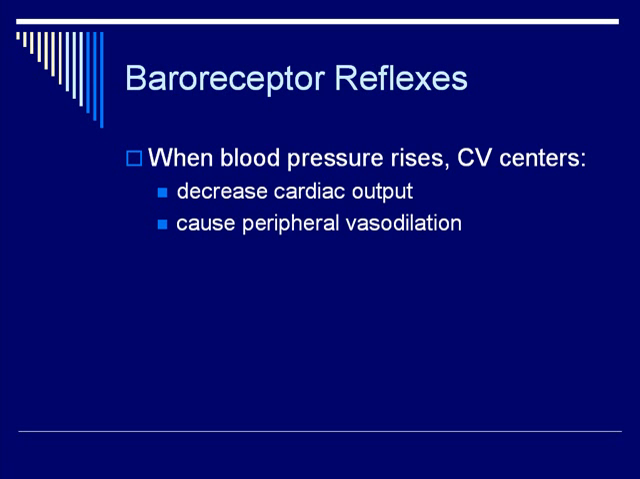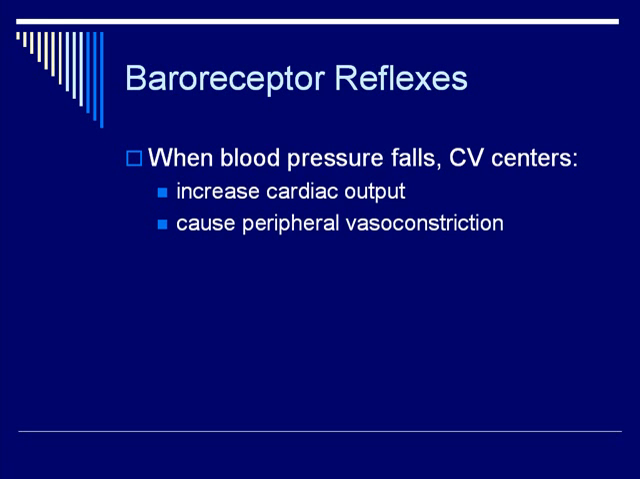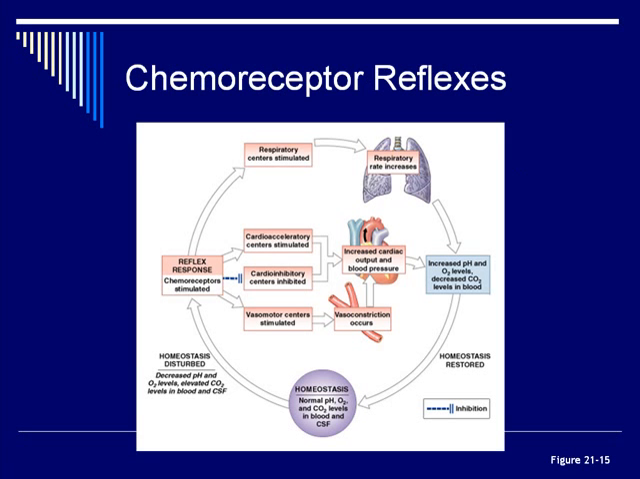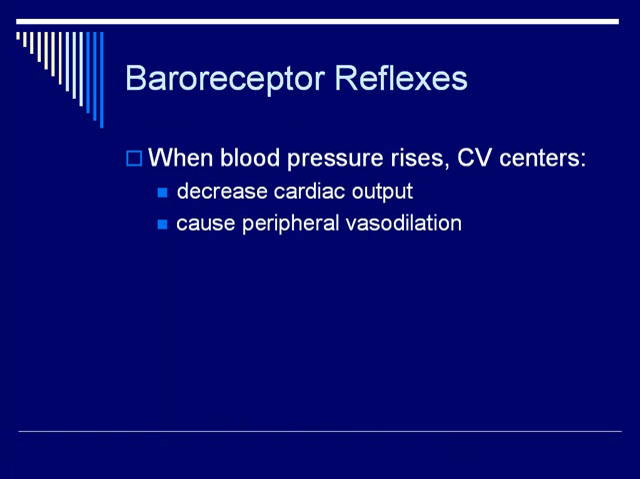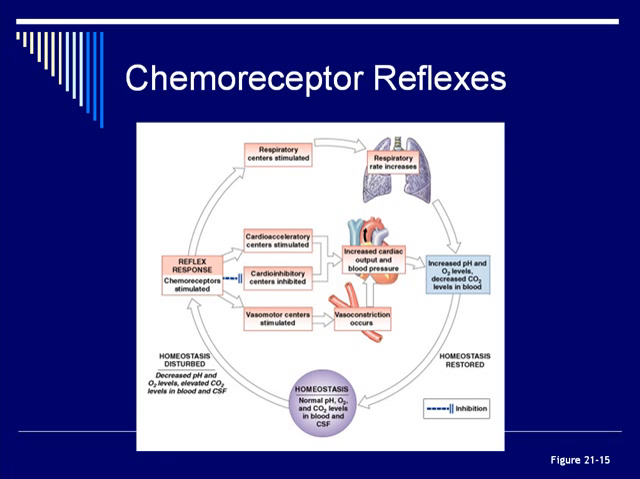When blood pressure rises, the cardiovascular system decreases cardiac output and causes peripheral vasodilatation. Very important to understand that concept. You can sit and memorize this, but if you understand how the mechanism works, you'll retain this throughout your clinical careers. When blood pressure falls, the cardiovascular system increases cardiac output and causes peripheral vasoconstriction. Those of you who wish to memorize that, I would do so before the next exam, because that's 2 test questions right there. Okay? So, chemoreceptor reflex.